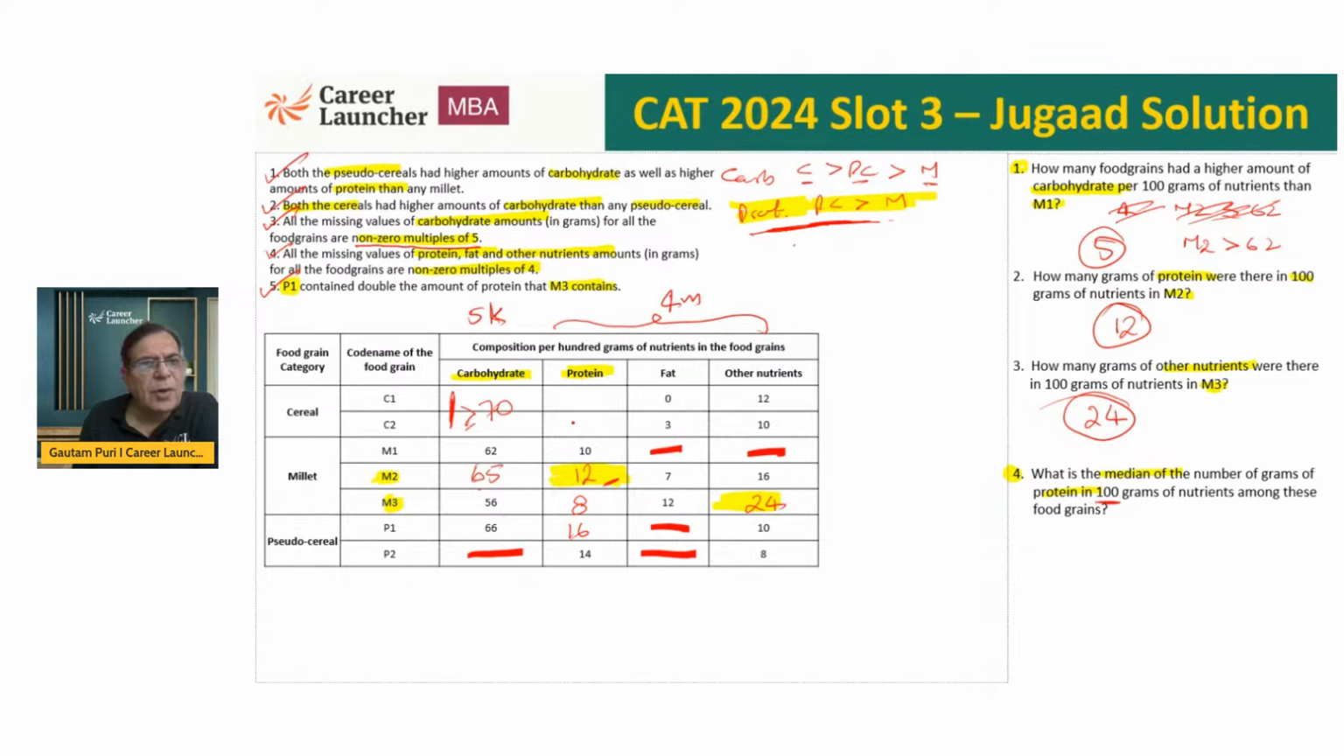Okay. Any constraints on protein? No. Protein was only related to pseudo cereal and millet. I knew the relationship between these. I don't know what it is for cereal. But I know both these have to be multiples of 5. Multiples of 4. So let's start making cases.